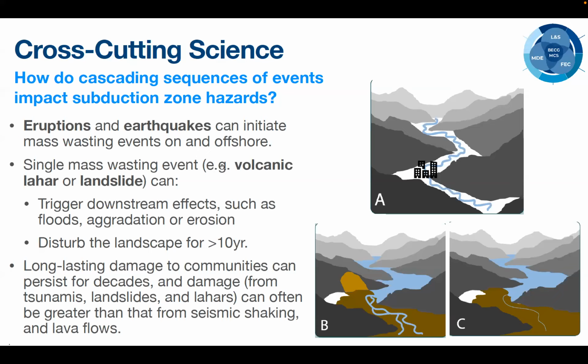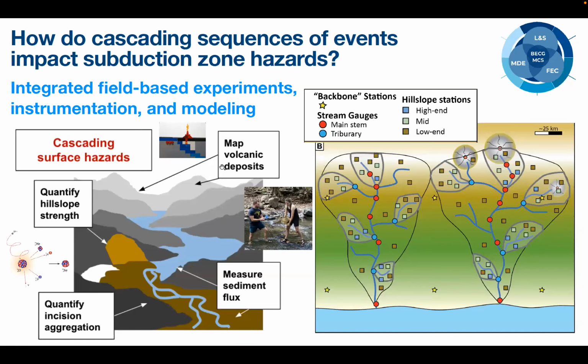And that's what the three images on the right are showing: a community that's on the river terraces that has been impacted by a sudden landslide, which dams the upstream portions and causes a lot of mass wasting in the downstream portions. And initially that river is going to grade, but then later on it's going to size. So I just wanted to give this example of a cool interplay between MDE type problems and LNS type problems. And so how are we going to really understand and predict or forecast these types of hazards? I would argue it requires an integrated field-based experiment, instrumentation, and modeling.